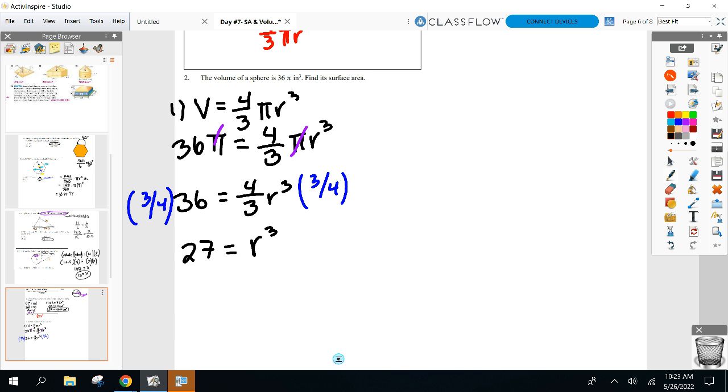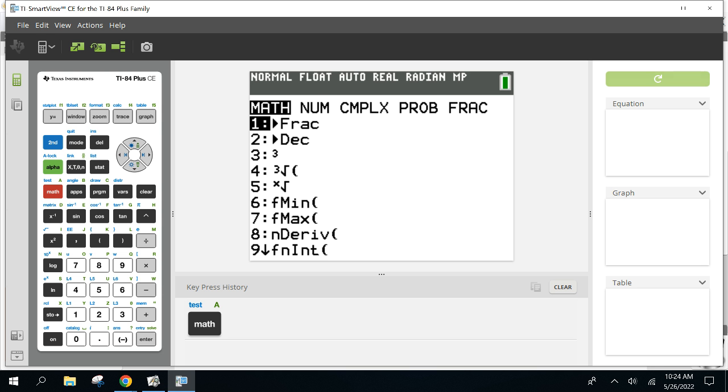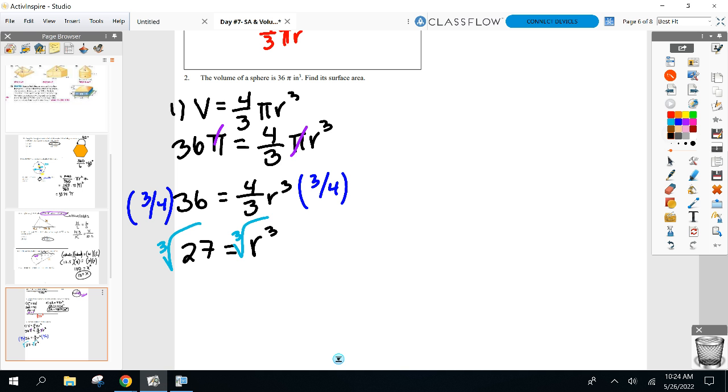All right, I don't think we've talked about this in this class, what to do next. I think you did. Have we? If there was a 2, I'd square root it, but there's a 3, so I do what's called cube rooting it. And did I discuss where it is on the calc? Under math. Hit your math button, and you should see it there, choice 4, cube root. So your radius is 3.